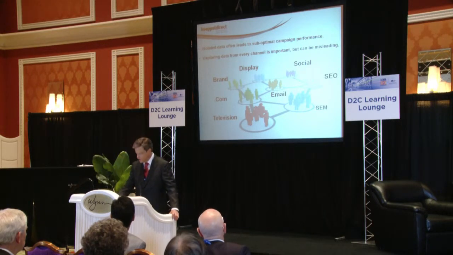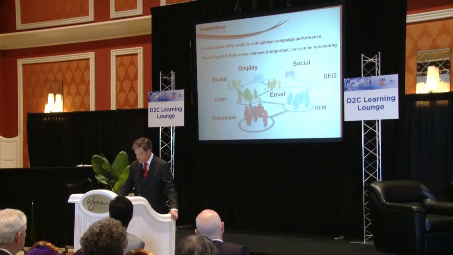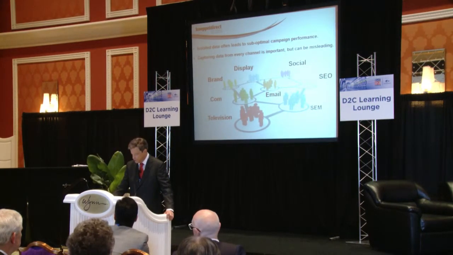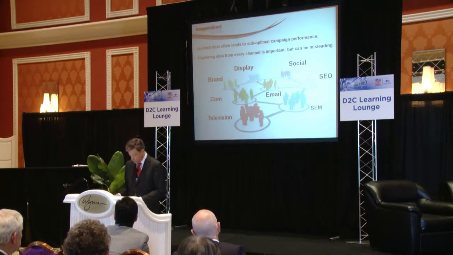These multiple consumer touch points are often analyzed, in the best case scenario, on an isolated basis. The trouble with this approach is that it often leads to suboptimal campaign performance, because how these consumer touch points overlap and ultimately affect actual consumer behavior gets lost. Simply put, you don't know how to optimize, so you only consider the last consumer touch point instead of all their interactions.